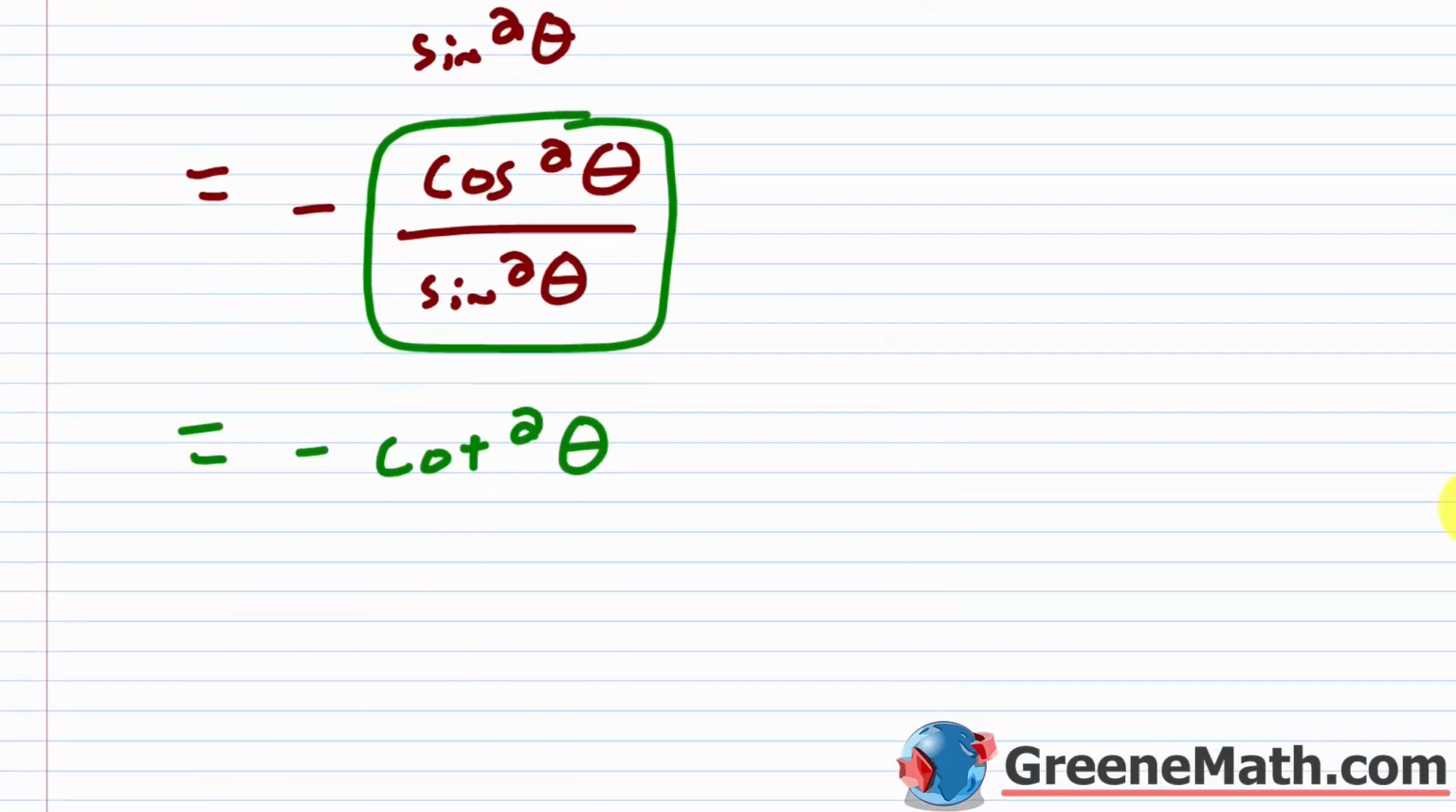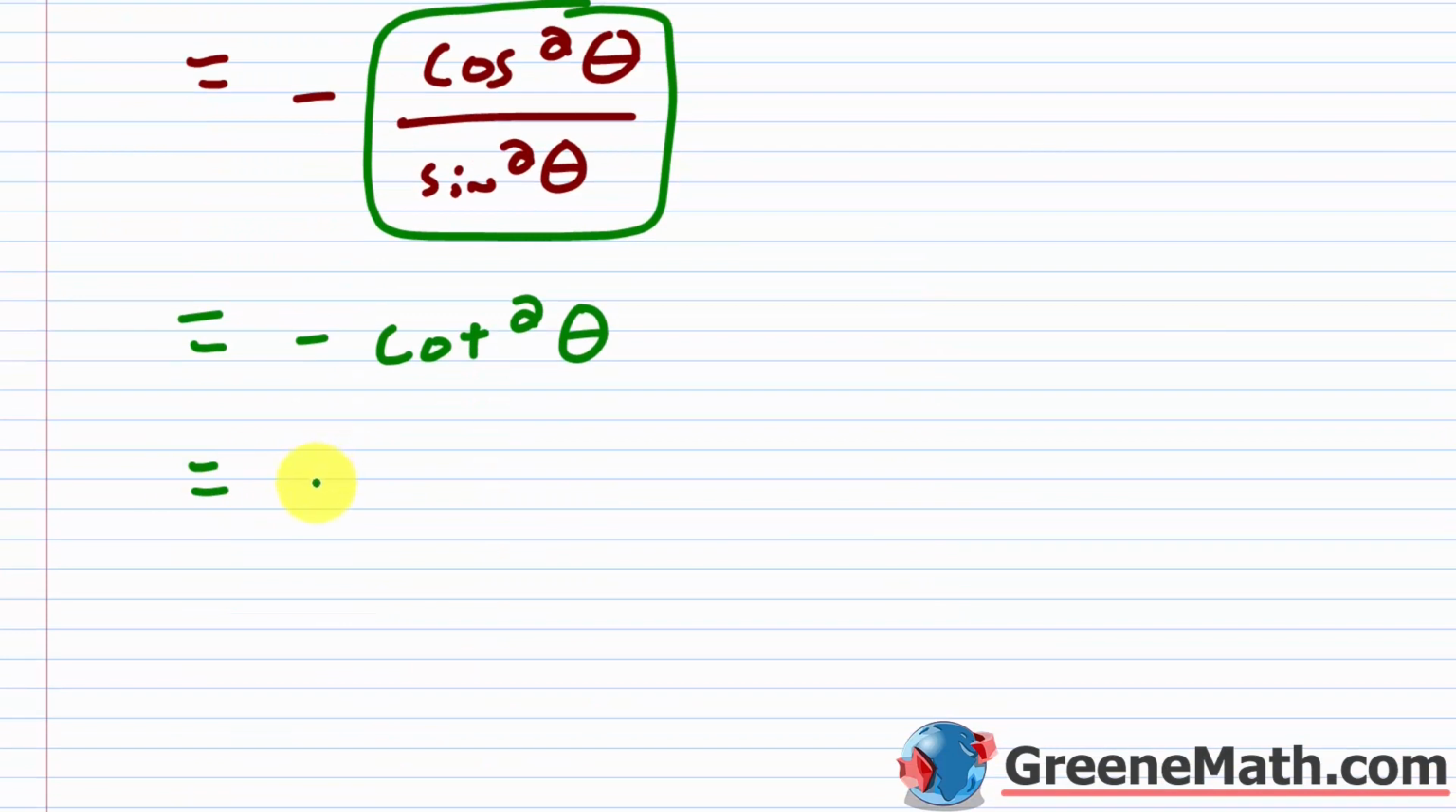Okay, so that's what I'm going to do. So I'm going to say this guy right here is 1 minus the cosecant squared theta. Okay, so now my left side exactly matches my right side. I'm going to put my check mark there, and I'm done.